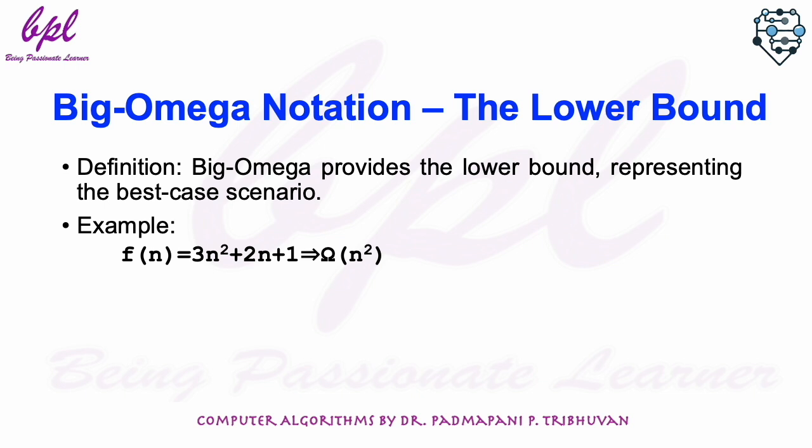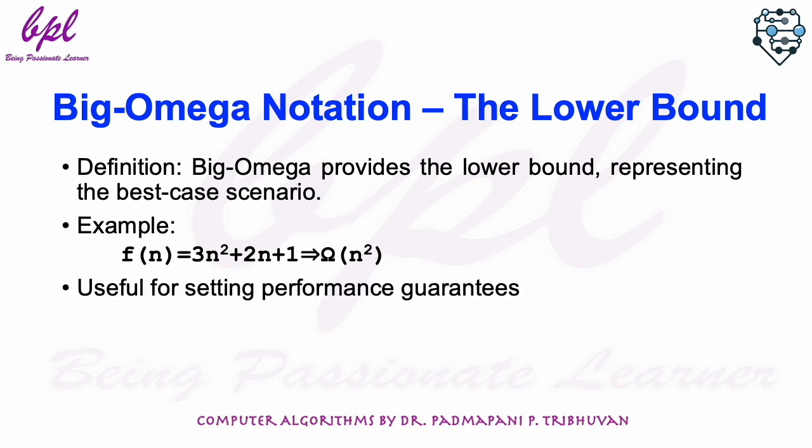In this case, as n grows larger, the 3n² term dominates the function. Therefore, the lower bound of this function, describing the best case scenario, is Ω(n²). Big omega is especially useful when we need to set performance guarantees for an algorithm.